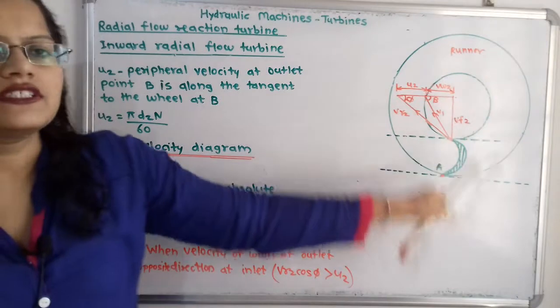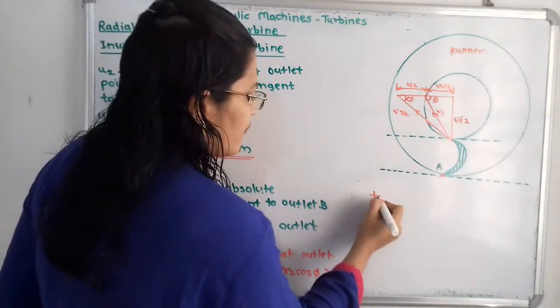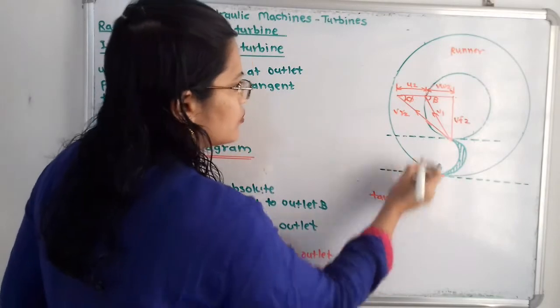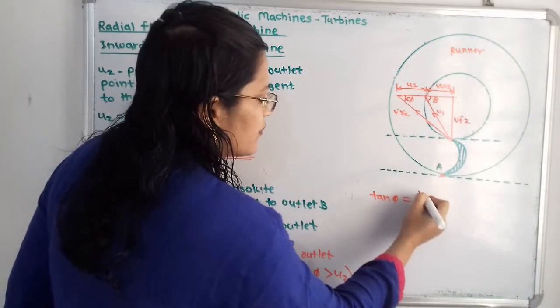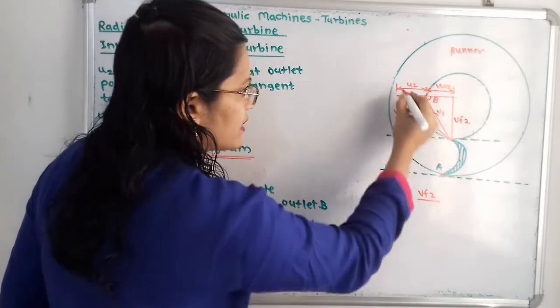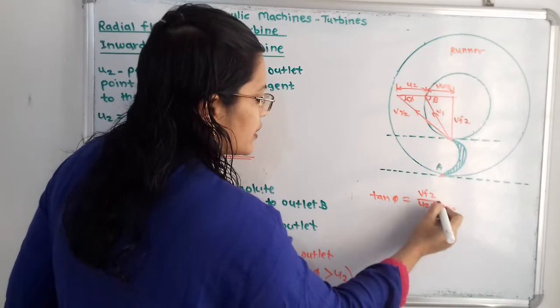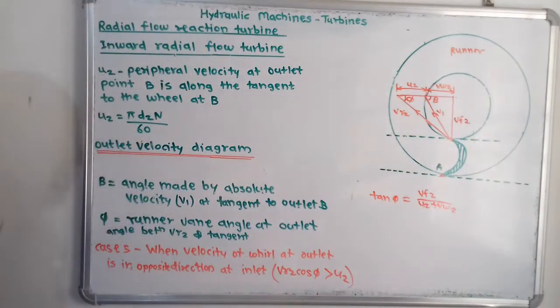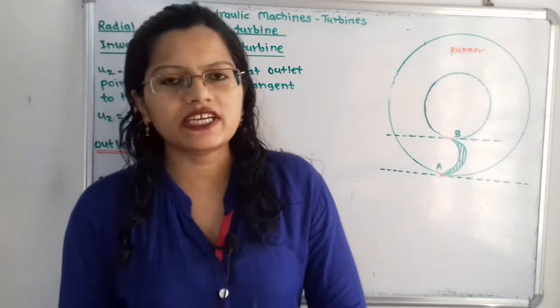Now from this triangle, how can we find tan phi? Tan phi is equal to, referring to this whole triangle, Vf2 divided by U2 plus Vw2. So this is the velocity diagram for this case. Now we will move to the next case.